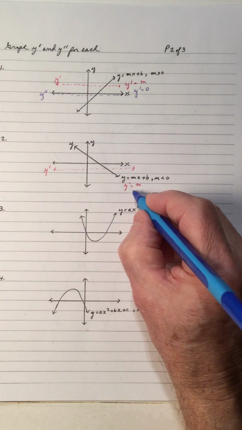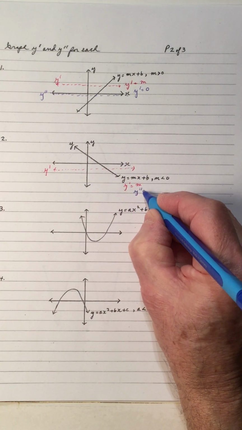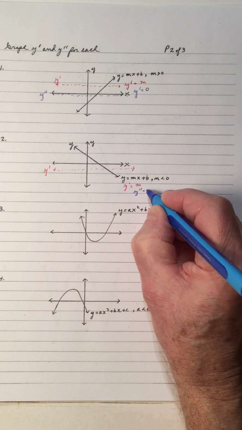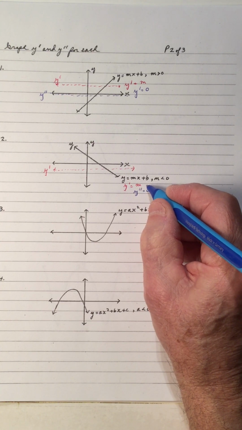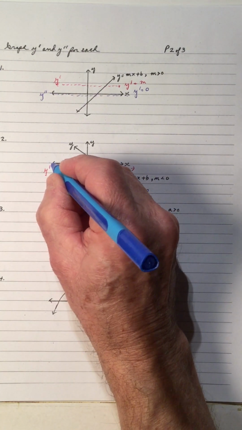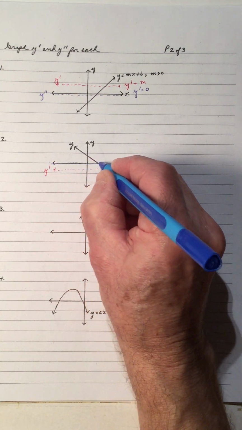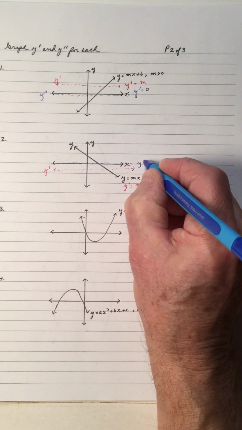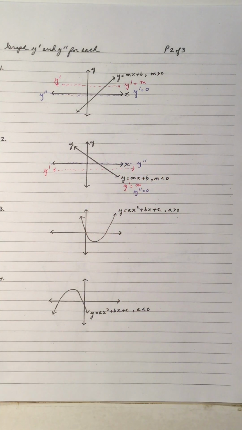And when we do y double prime, the derivative of a constant is 0. So because this is 0, it's the same as number 1, it's right along here. So this is y double prime.